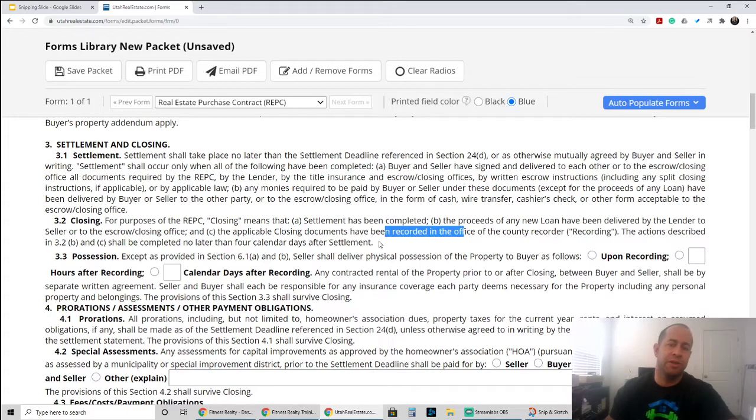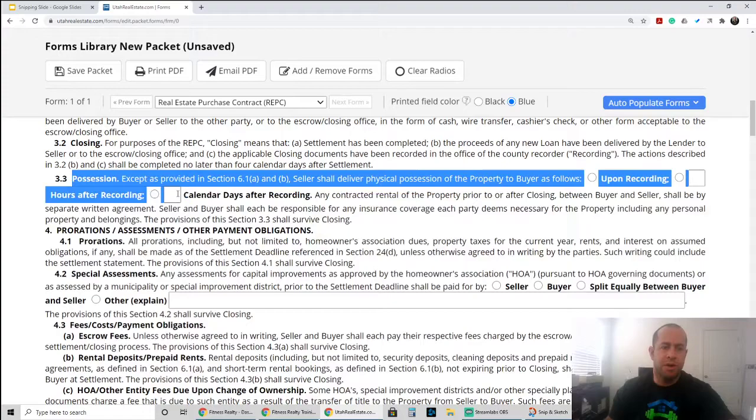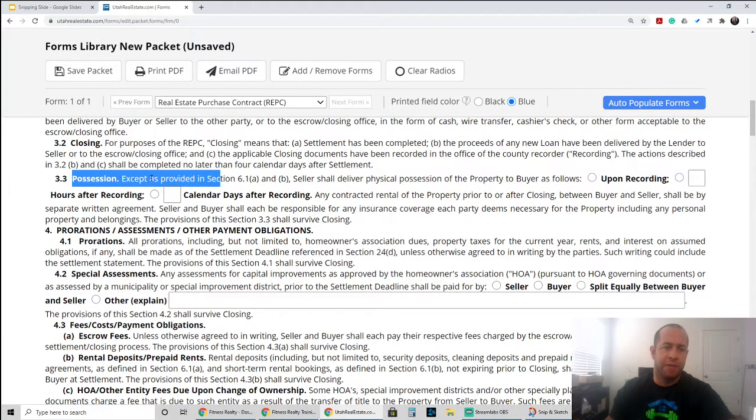You really need to make sure that it's recorded, though, before you do any of the possessionary tactics. Okay, let's talk about possession. Except as provided in section 6.1a or b, which we'll go over in a little bit, you can either mark upon closing or upon recording. That means you go sign, it funds, it records. Let's say it's 4 o'clock in the afternoon. You could go get those keys for your clients.